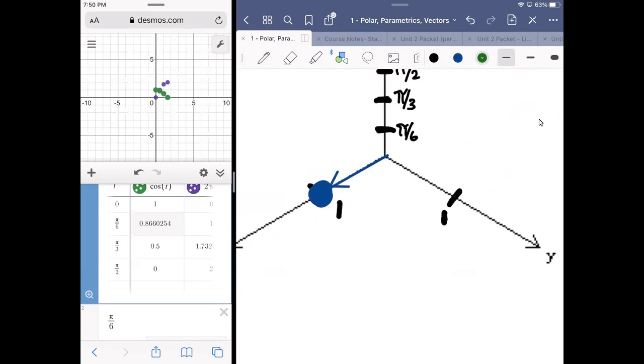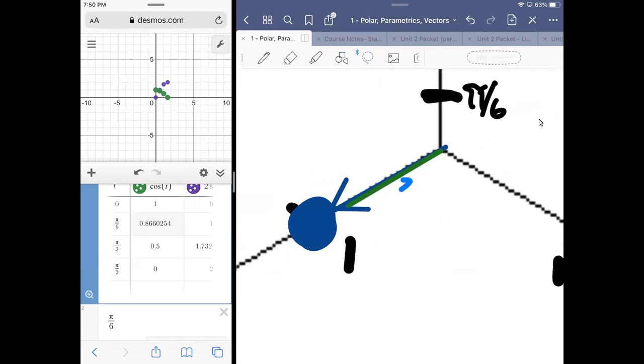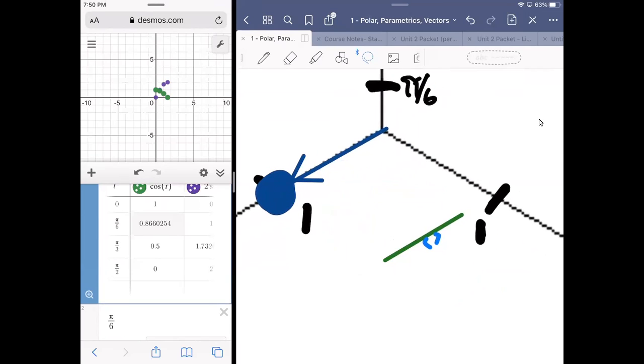So let me bring that in here. I'm just going to estimate this. It feels like it's about 90%, that distance there. Let me see if I could just snag that. Okay, I got it. 1 unit in the direction of y, and then pi over 6 units up. So that gives me my second point. But again, I'm connecting it with a vector to the origin.